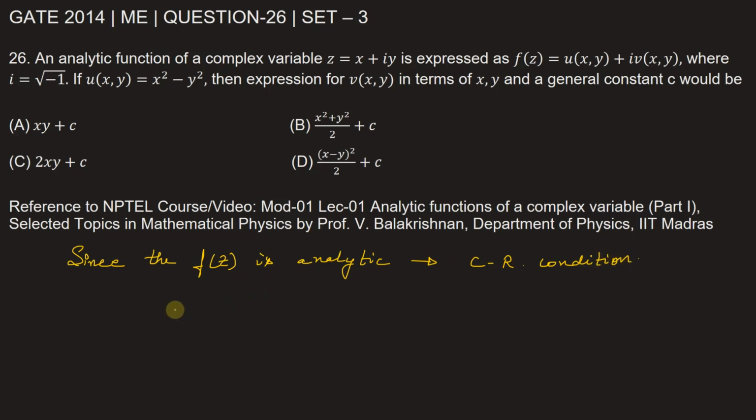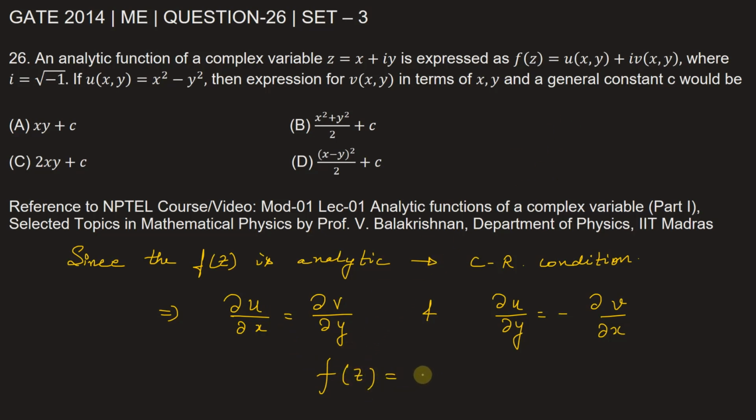And we know, according to the CR condition, the partial derivative of u with respect to x is equal to partial derivative of v with respect to y, and partial derivative of u with respect to y is equal to negative of partial derivative of v with respect to x. Also, f, as already defined in the problem, f of z is equal to u plus iota v, and z is equal to x plus iota y. So this is the CR condition that should be satisfied if the function f of z is analytic.